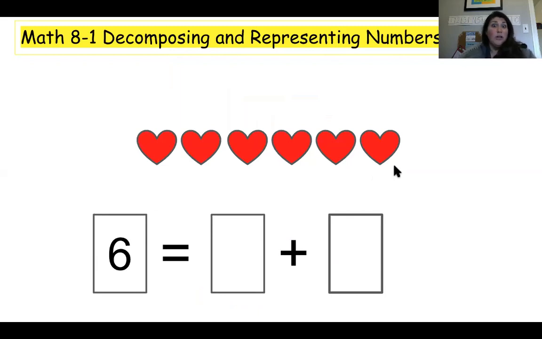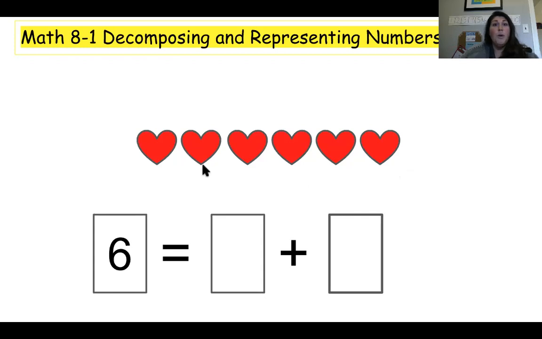I got 6 hearts for Valentine's Day. I wanted to put them in 2 boxes. How many did I put in the one box and the other? So, or what are different ways you could split these up? There are a lot of correct answers. I actually want you to pause the video and try it if you'd like now. If you want to just watch me first, you can.